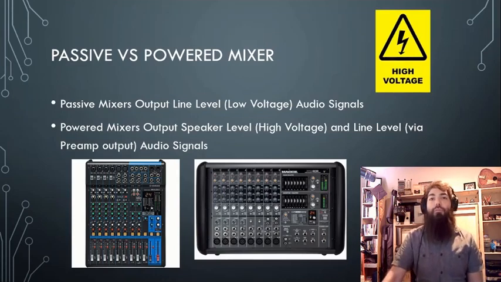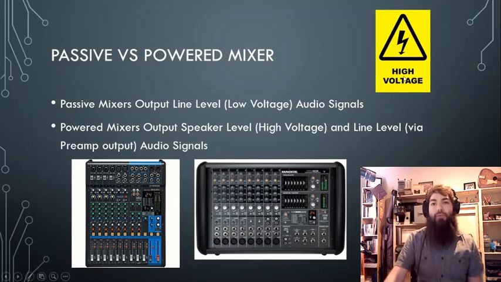So the next thing we have to be concerned about is what kind of mixer do they have? Do they have a passive or a powered mixer? A passive mixer's outputs are all going to be line level. So you don't have to worry about blowing up an active speaker, as long as your levels are right. However, a powered mixer is going to actually output high voltage because it has an amplifier built in. So you don't want to ever plug high voltage into an active speaker, because it's going to pretty much blow up immediately, because you're plugging an amplifier into an amplifier. So we just got to be careful of that.